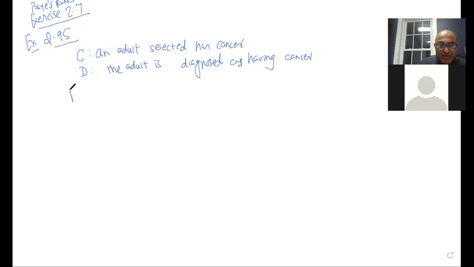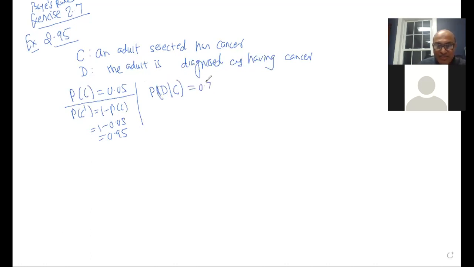So first of all, you are given the probability that an adult over the age of 40 has cancer, and that is 0.05. So naturally, I can write the probability of C complement, that is 1 minus probability of C, which is equal to 1 minus 0.05, so that is equal to 0.95. This is the information I can get from the first part. Second is the probability that he is suffering from cancer and he is diagnosed correctly, that is equal to 0.78, given.